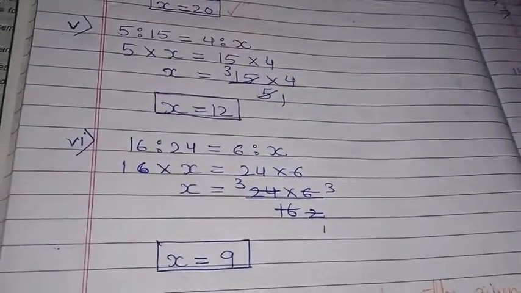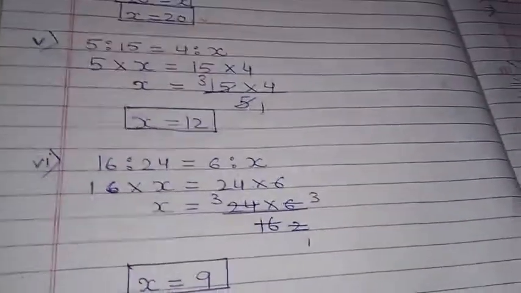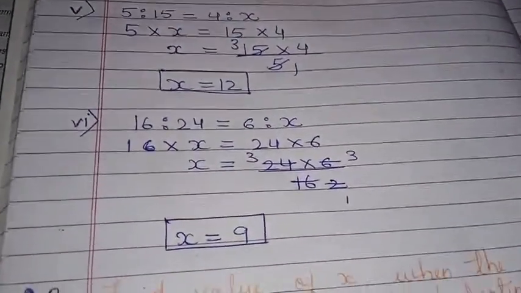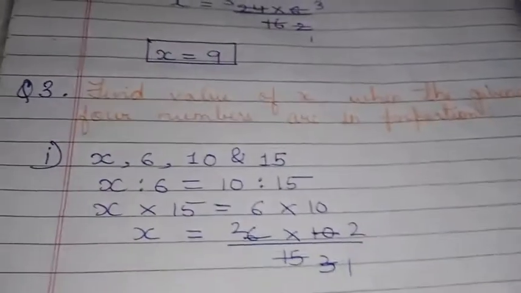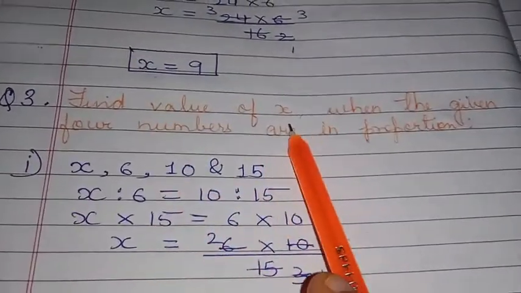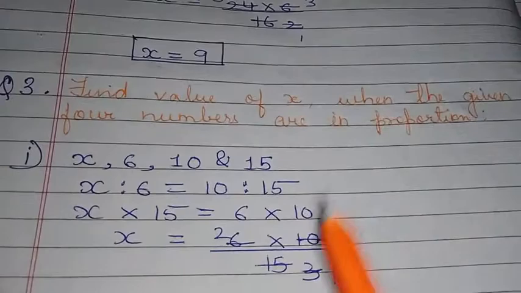Alright. Fifth and sixth are homework. Fifth and sixth I have given as homework. Alright. Now let us see question number 3. Find value of x when the given four numbers are in proportion.